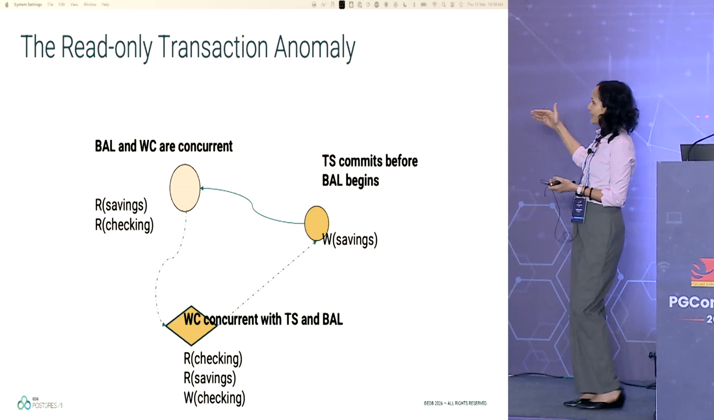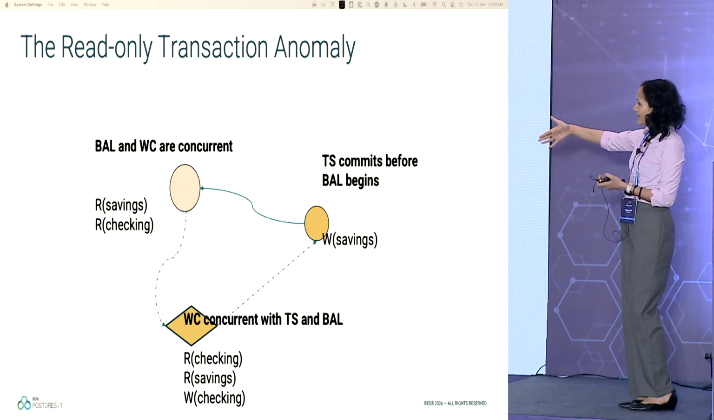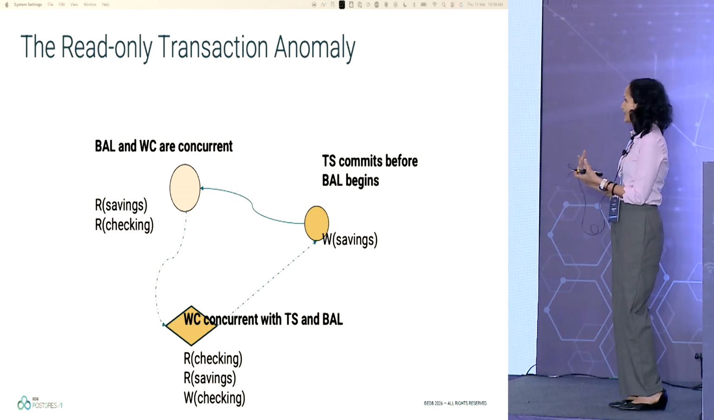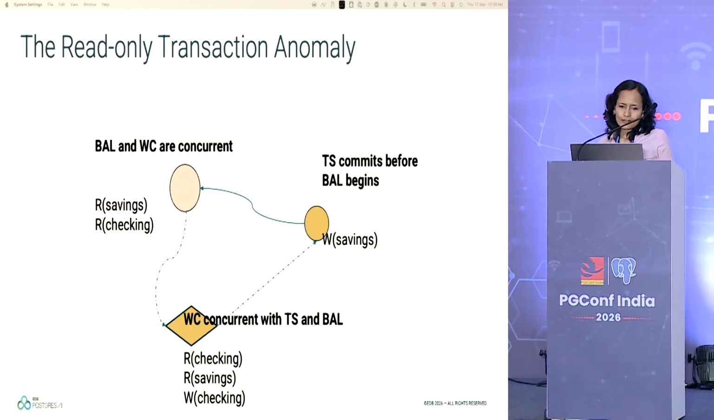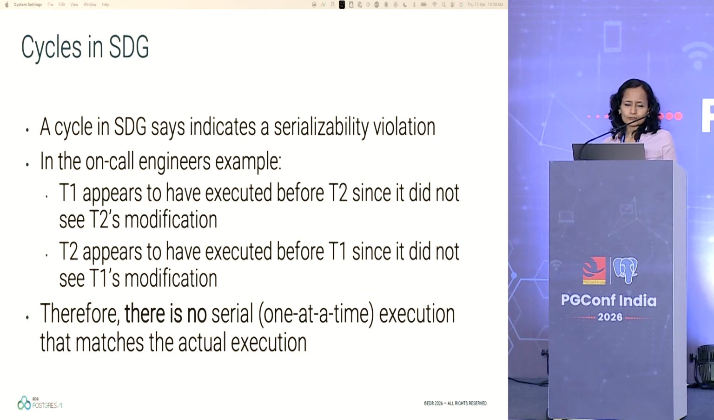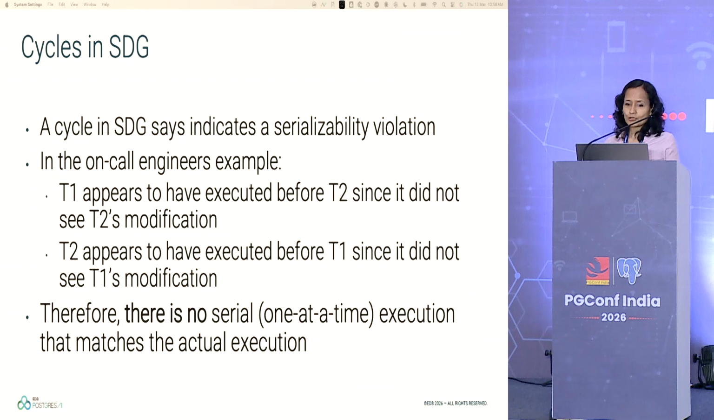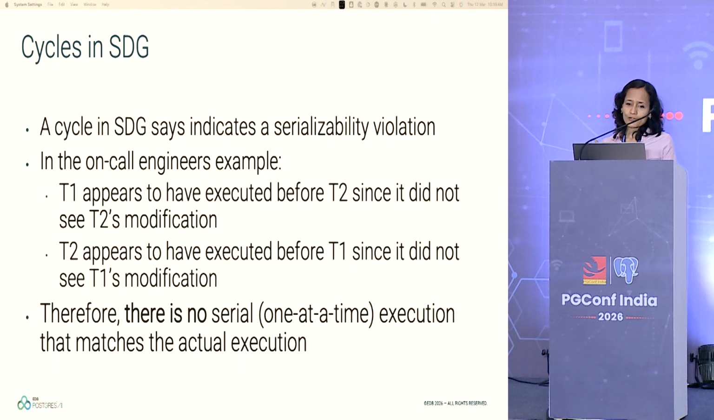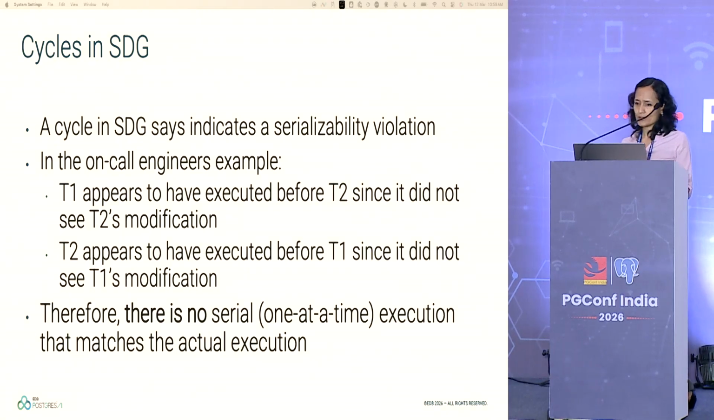So there is no order that you can give to these transactions. You cannot say that balance did not see the result of WC, so balance came later, but it saw the result of savings. There's a cycle, you really cannot say which order they occurred in, and that is what the cycle refers to here. A cycle in SDGs indicates a serializability violation. In the on-call engineers example we saw, there were just two transactions, and T1 appears to have executed before T2 and T2 appears to have executed before T1. So there is no serial, one at a time execution that matches the actual execution.